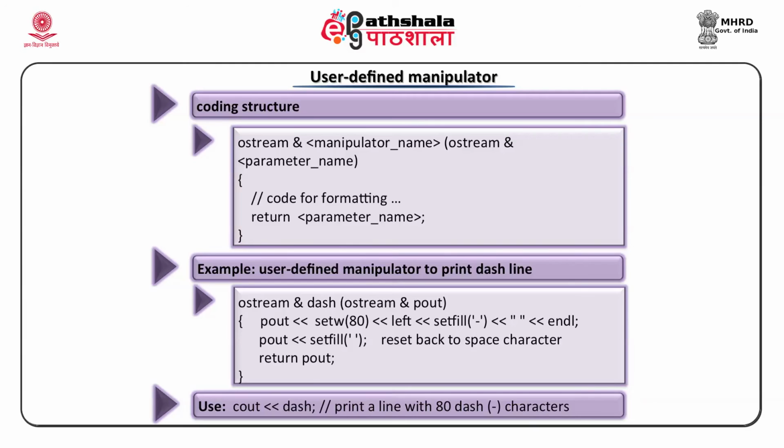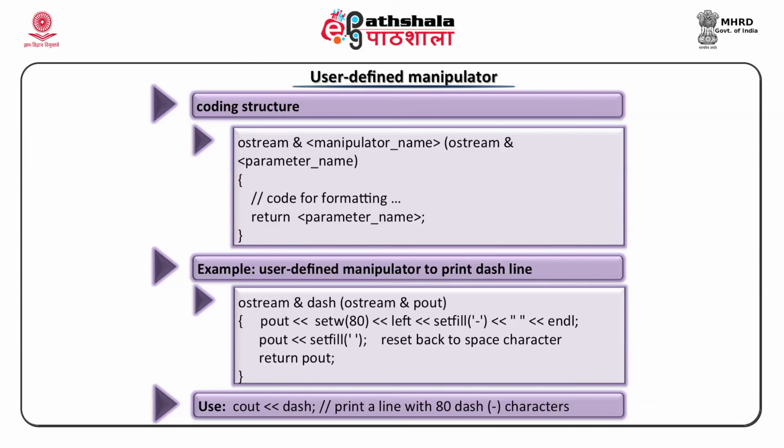The body of the function says output width is 80, the justification is left, the fill character which is to be used is dash, and after that I want one space and endl. Then we say setfill the character. Now, here if you see, setfill is used to reset the character back. Otherwise, as we know, in setfill the setting is permanent, that means unless and until it is changed, it remains in effect. So, the following output also will consider dash as the fill character, and that we do not want.